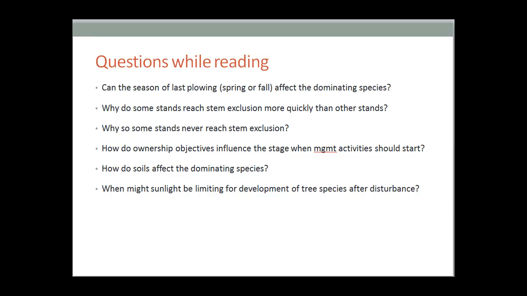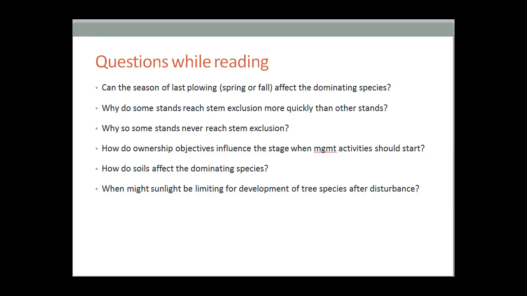And finally, some questions that you can think about while you're reading or perhaps rereading the papers that are part of the Lecture 3 series. Think about how the season of last plowing, or the timing of a disturbance, might affect the dominant species. Think about why a stand would reach the stem exclusion stage, so pass through the stand establishment stage more quickly than other stands. And why do some stands never or only very slowly reach the stem exclusion stage?